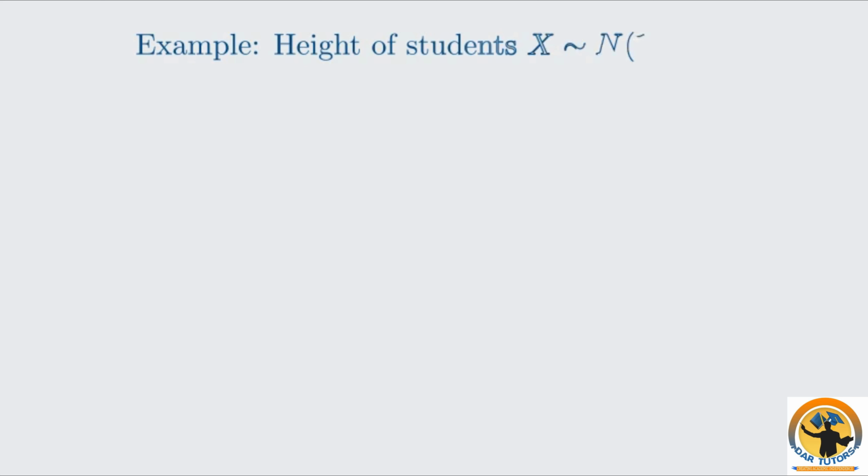Let's work through an IB-style problem to solidify this concept. Suppose the height of students in a school is normally distributed with a mean of 160 centimeters and a standard deviation of 8 centimeters. So we can write x is distributed as a normal with mean 160 and variance 8 squared. Part A asks for the probability that a randomly selected student is taller than 175 centimeters. This is P of x is greater than or equal to 175.